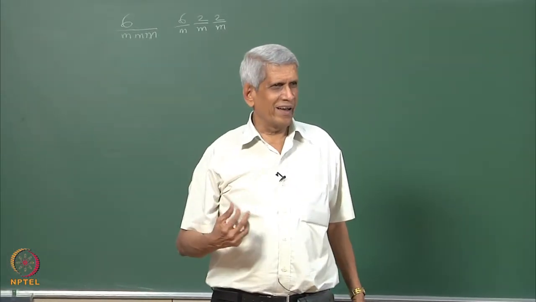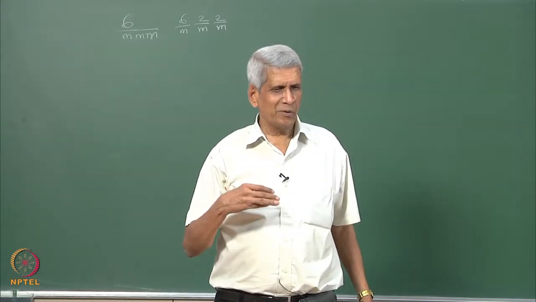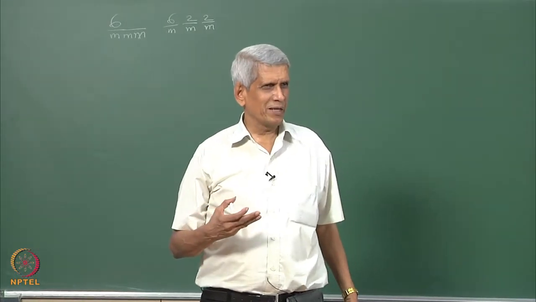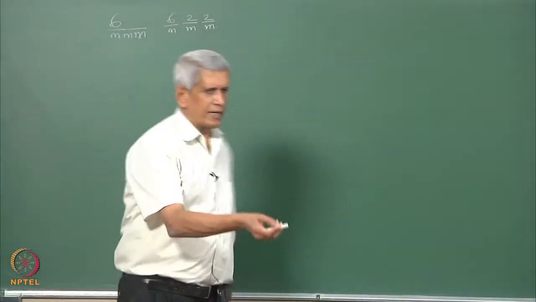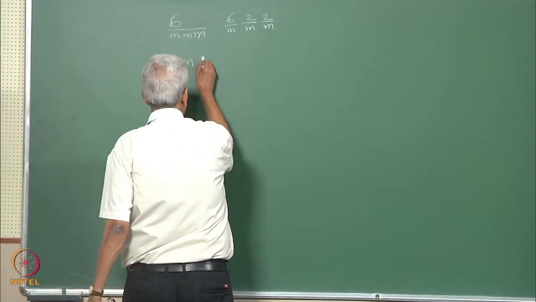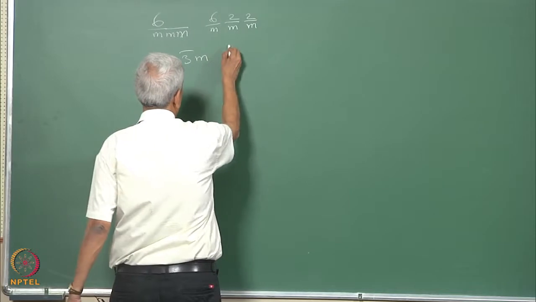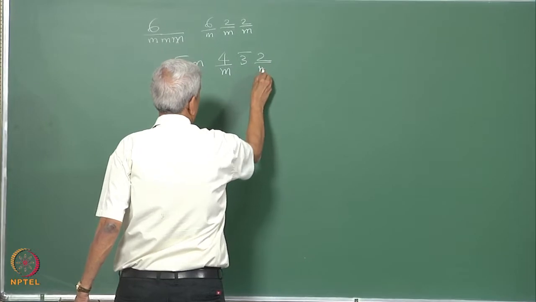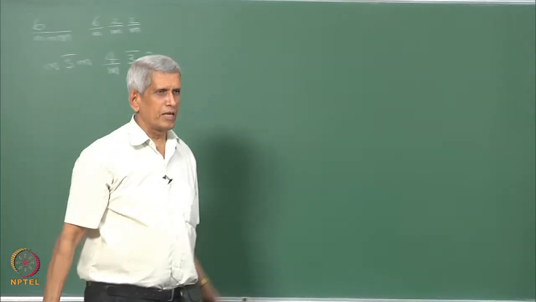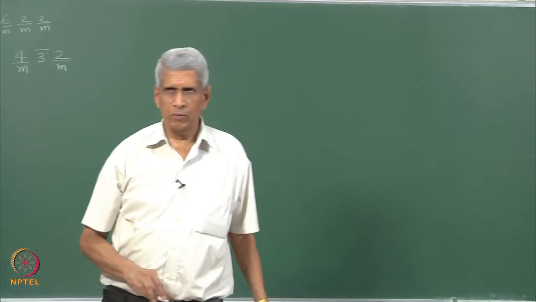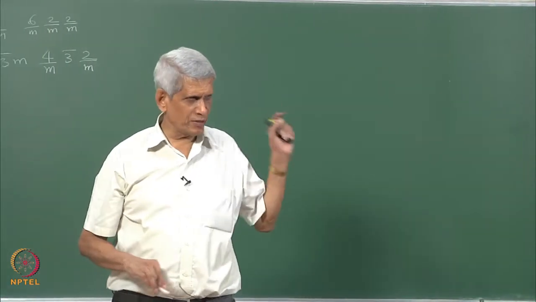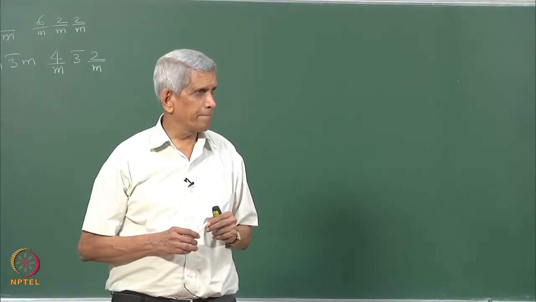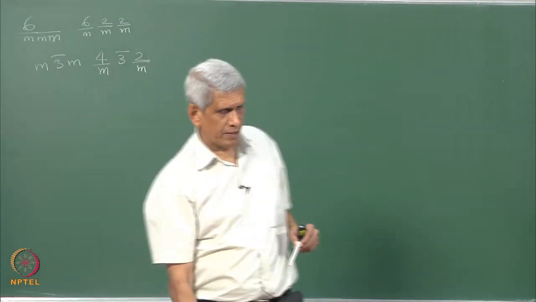In the crystallography tables, quite often, to bring some uniformity, some shorthand notations are followed, like m3 bar m for cubic. This actually means 4 by m, 3 bar, 2 by m are the symmetry elements associated with it. Now, I will explain what each one of these symbols means, because we always use 3 symbols to represent it, correct? Is it clear?